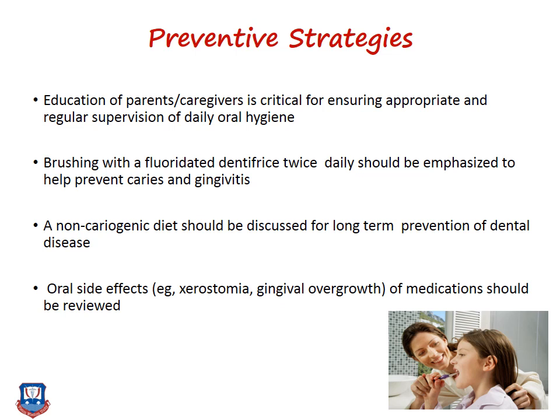And oral side effects, for example xerostomia and gingival overgrowth, of medication should be reviewed. So all these medications with oral side effects like xerostomia and gingival overgrowth should be reviewed. The diet needs to be checked that the child is not having a cariogenic diet, and brushing with fluoridated toothpaste twice daily will help prevent dental caries and gingivitis.